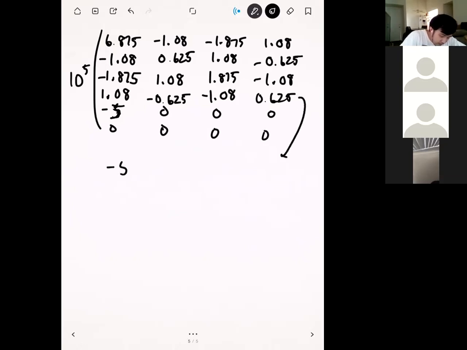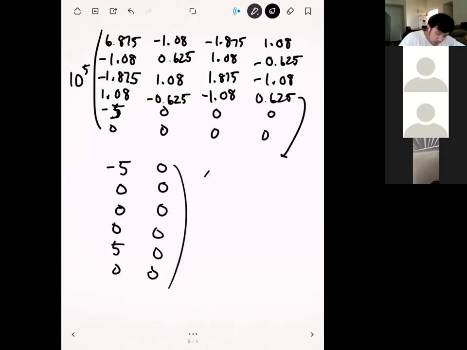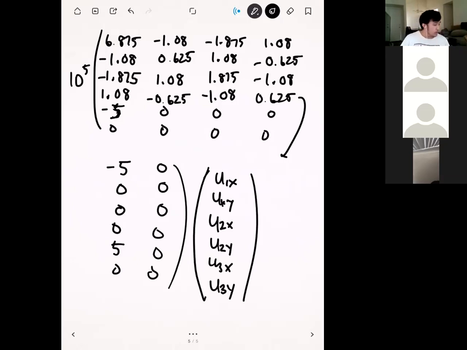And so we have minus 5, 0, 0, 0, 5, 0, and then a column of all zeros. Okay. And this is multiplied by u1x, u1y, u2x, u2y, u3x, u3y. Okay. And so that's our global stiffness matrix before we apply the boundary conditions. Okay. And so at this point, our next step is to apply the boundary conditions.